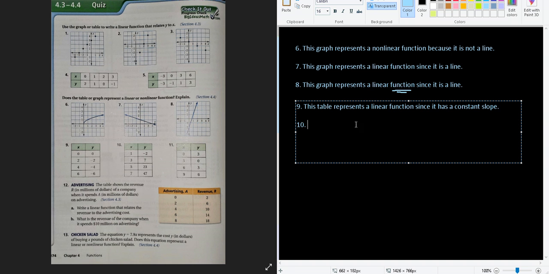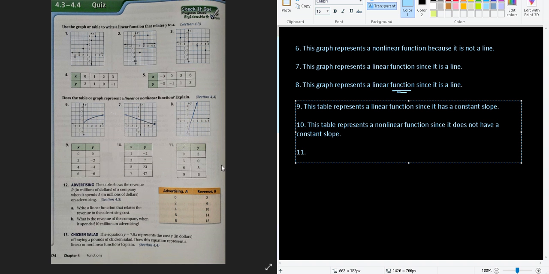All right, number 10. On this one, from -2 to 7, I'm going up 9 units. From 7 to 23, I'm not going up 9 units. If I were going up 9 units, this would have to be a 16, and it's not. So this one is nonlinear. This table represents a nonlinear function since it does not have a constant slope.